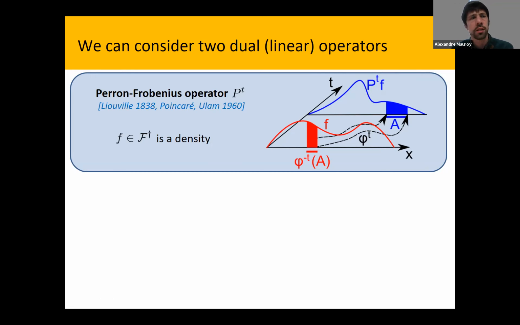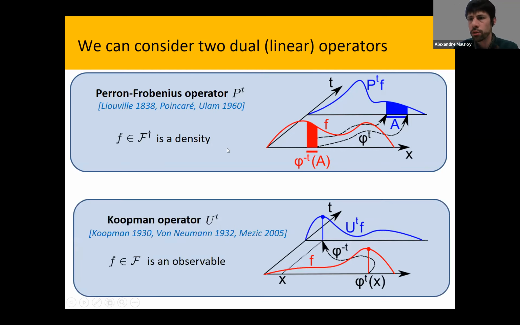And I would say till maybe the end of the last century, it was the dominant perspective, the dominant framework. So this is the Perron-Frobenius operator. But there is a dual operator, which is the Koopman operator. In this case, we consider that the operator does not act on densities, but rather on observables. So we'll observe something in the state space, and we'll see how this observation changes along the trajectories.